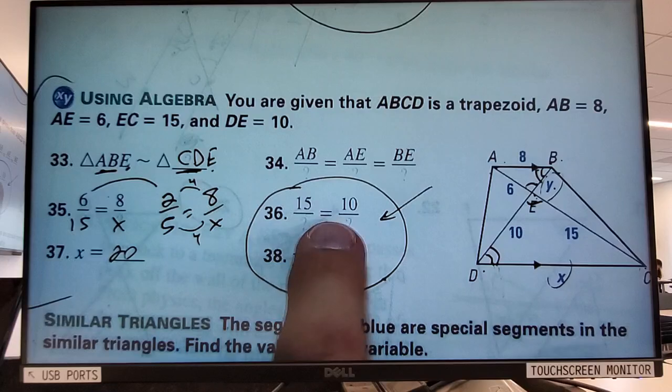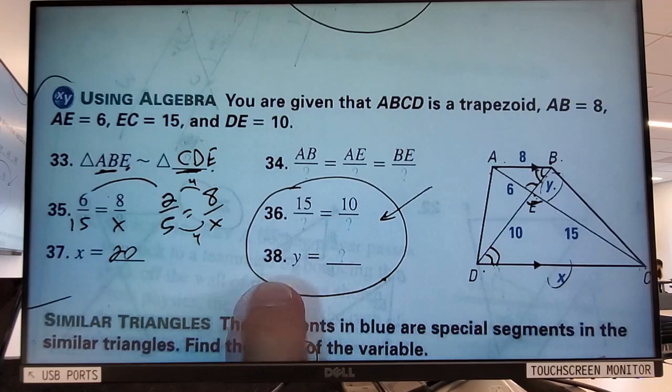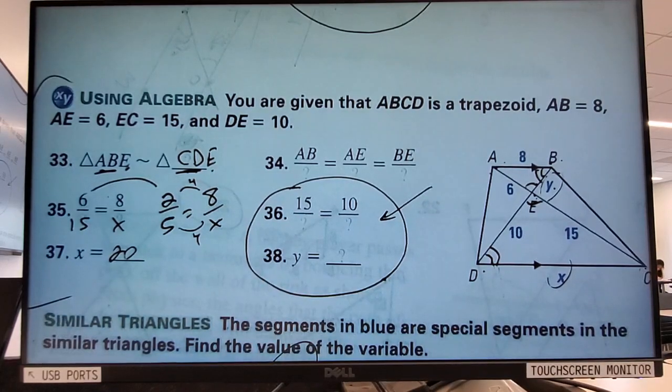This would work. In fact, if you haven't done 36 and 38 yet, can you do it? Just do it real quick for me. Make me feel better.